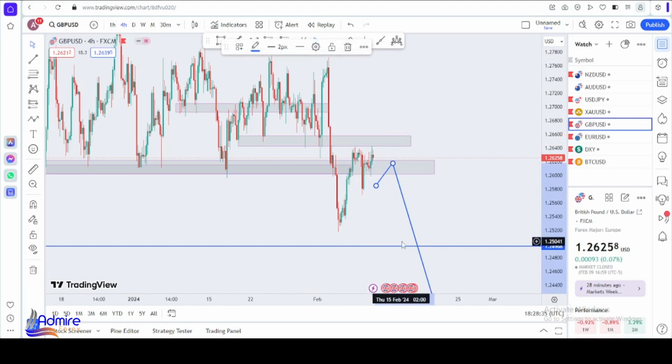GBP USD has a very keen setup, a very nice kind of buy setup. So I may be trading GBP USD this week. I may be trading GBP USD and Euro USD too this week. GBP USD is actually ranging on the lower time frame. You may not see that here on the higher time frame, though. It's actually ranging on the lower time frame.